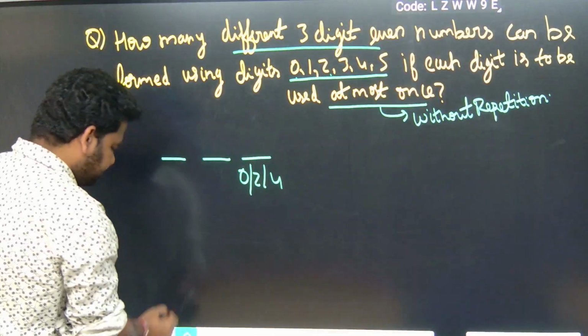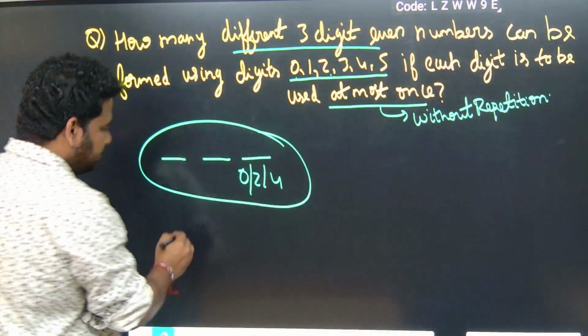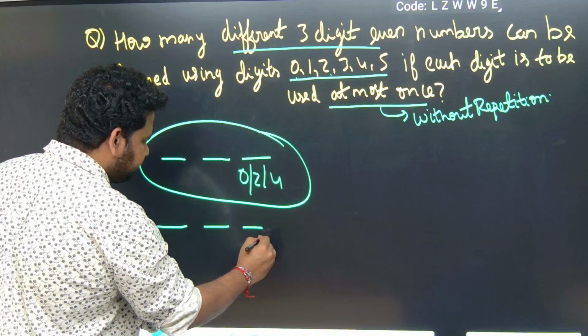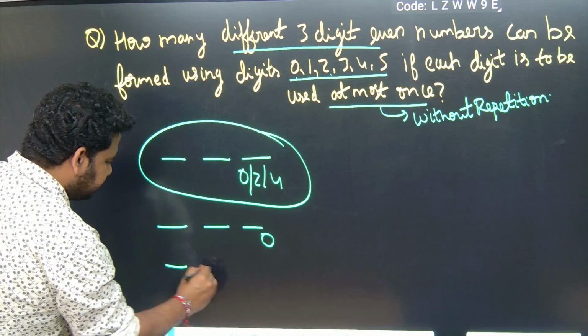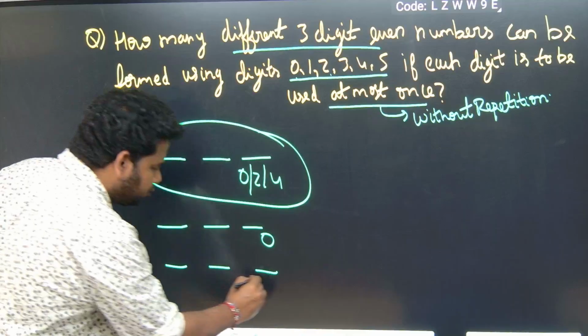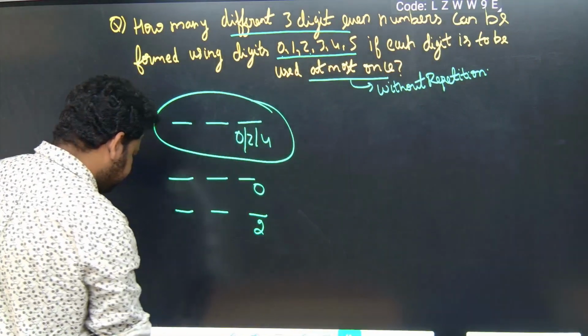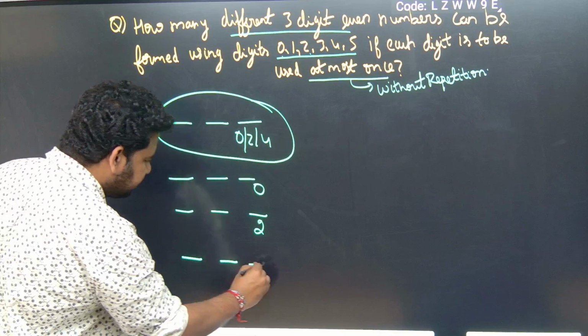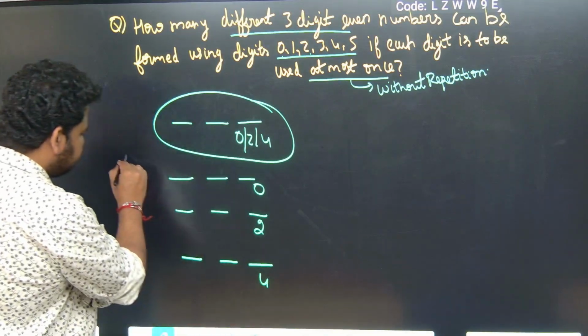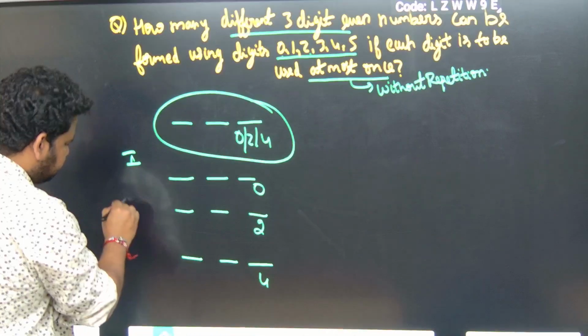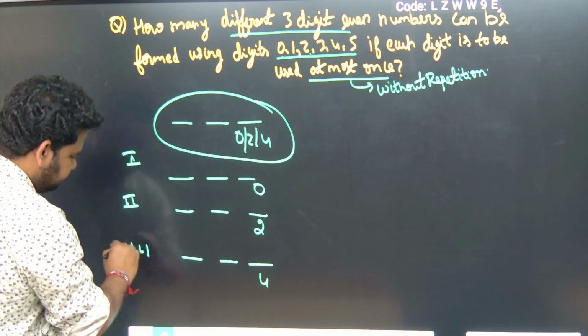So one is the case when it is ending with 0. Another one, it is ending with 2. Another one, it is ending with 4. This is case 1, case 2, case 3.